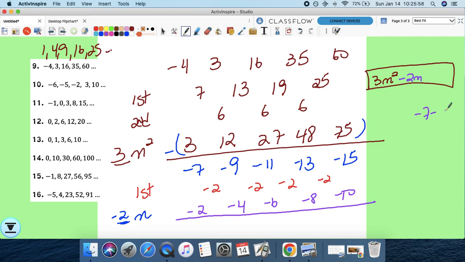Negative 7 minus negative 2 is negative 7 plus 2, which gives you negative 5. This is also going to be negative 5. So think about it. Negative 9 minus negative 4 equals the same thing as negative 9 plus 4, which equals negative 5. And the same thing repeats over and over. So to the negative 2, negative 4, negative 6, negative 8, I have to add negative 5 to get to that. So that's my answer.